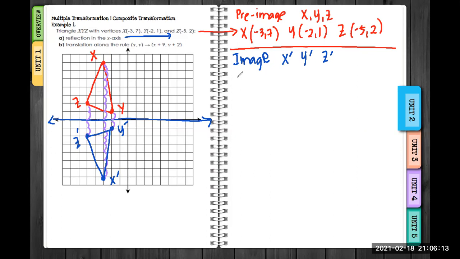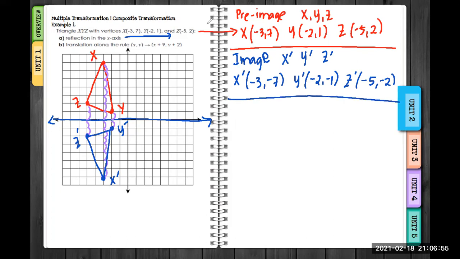Now, what's the coordinate of that prime? X prime has a coordinate of 1, 2, 3, 1, 2, 3, 4, 5, 6, 7. So that would be negative 3, negative 7. Am I right? Yep. Next is Y prime. Y prime has a coordinate of 1, 2, 1. So that's negative 2, negative 1. And then Z prime is 1, 2, 3, 4, 5, 1, 2. So that's negative 5, negative 2.